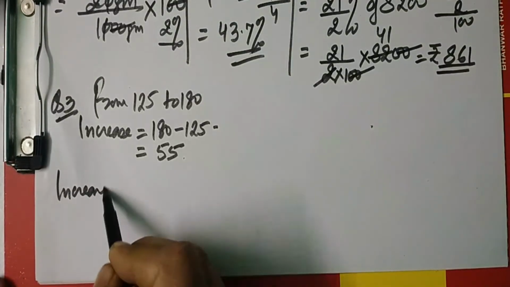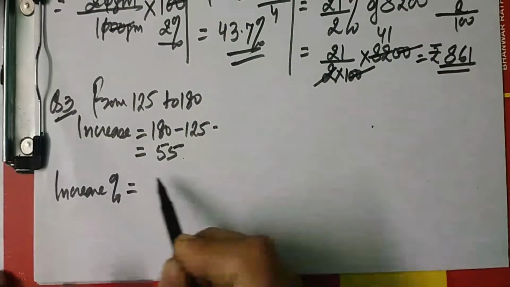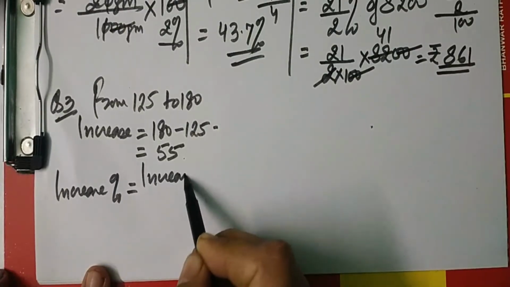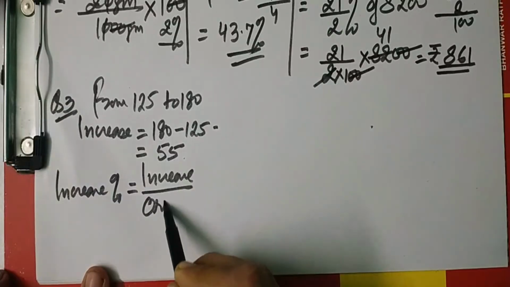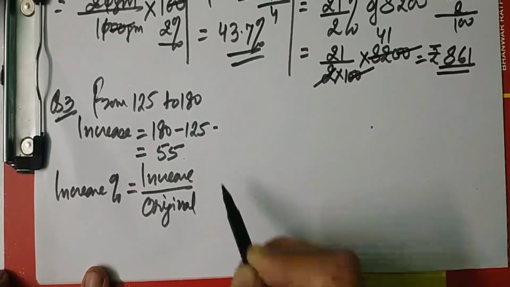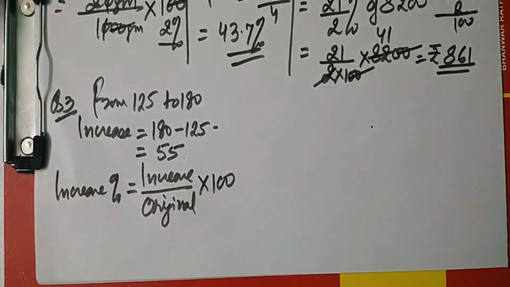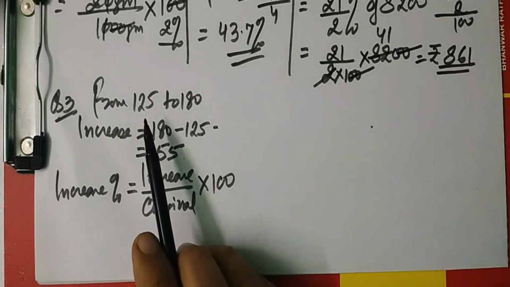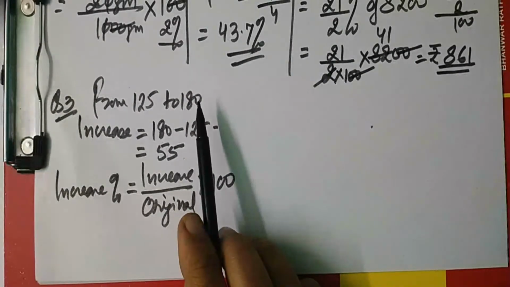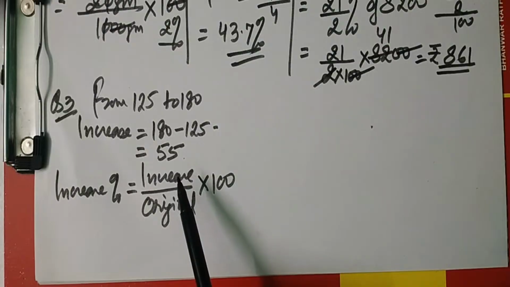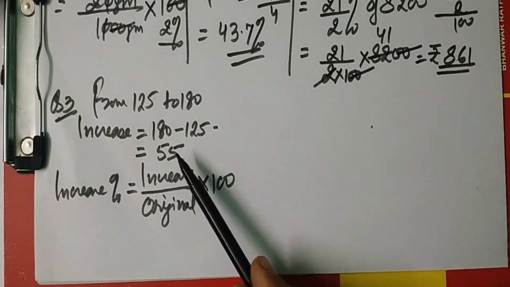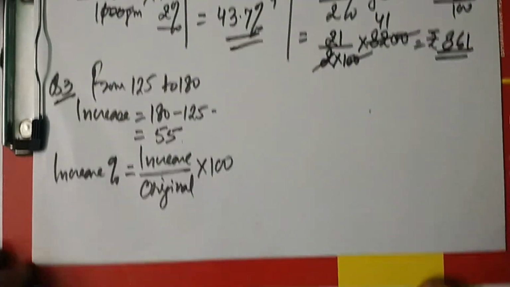So increase percent will be increase upon the original, multiplied by 100. Original means what the number was earlier. So the number was 125 earlier, now it has become 180. So the total increase is 55. 55 divided by what was the number earlier?